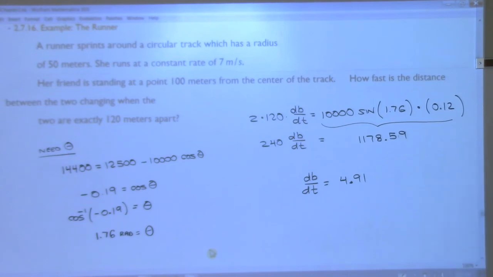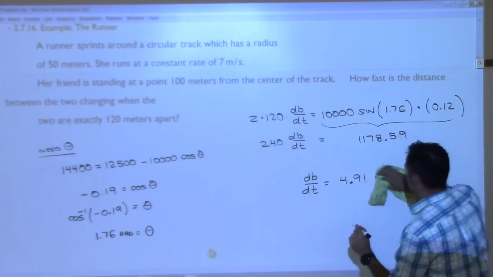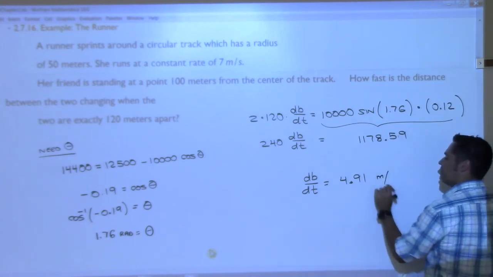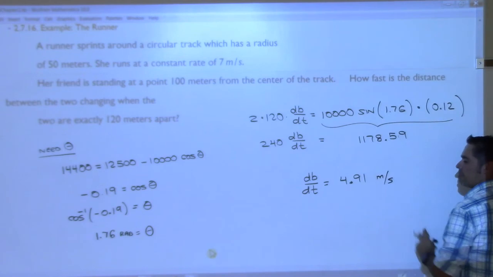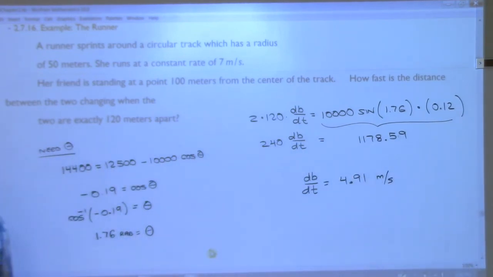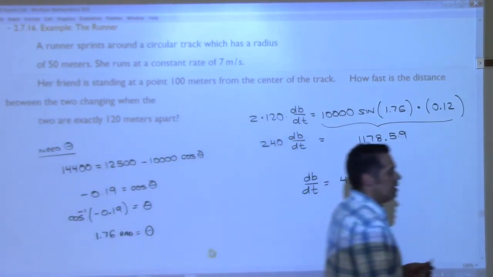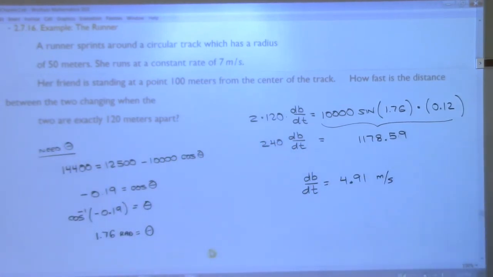What over what? B was a measurement from the stalker to the person, and that's in meters, not feet. And then time was in seconds. What would you be thinking to yourself if you got this answer, and let's say it was like 12.4? What would you be thinking?